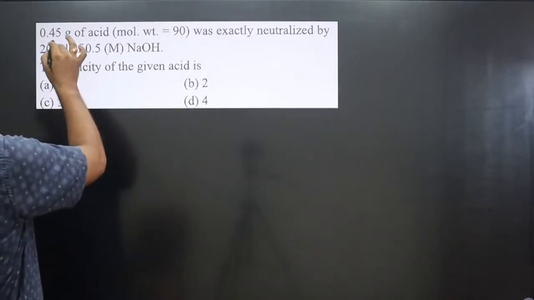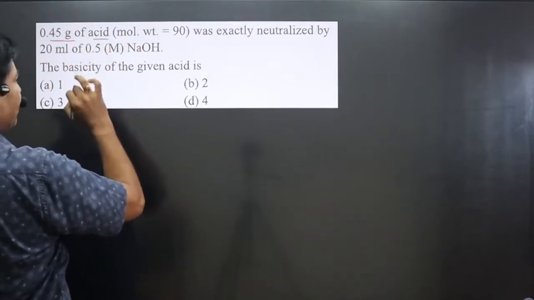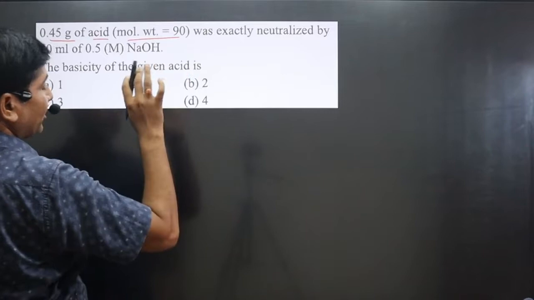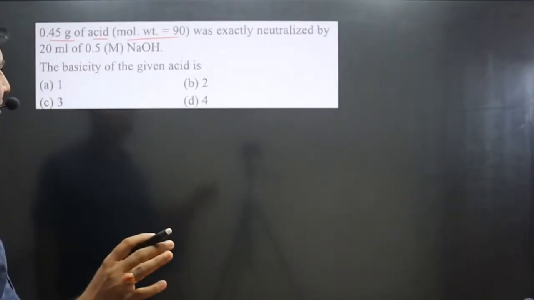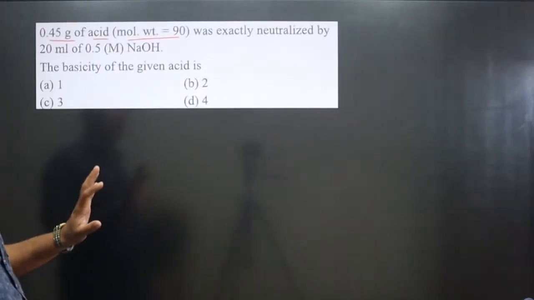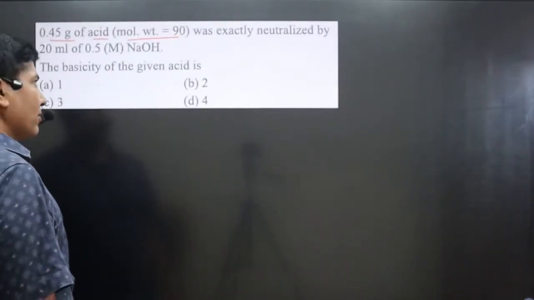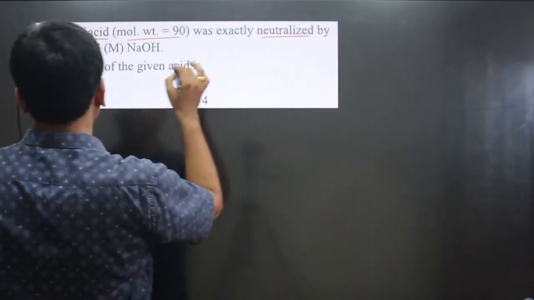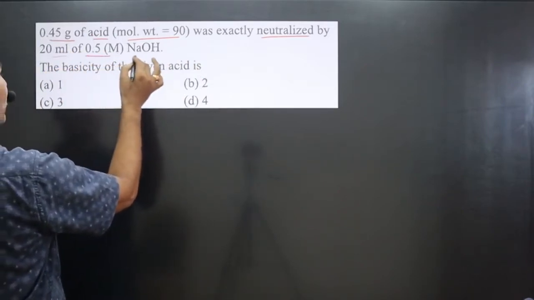The question says 0.45 gram of an acid. Okay, the molecular weight of the acid is given. Unknown acid is there. The chemical formula is not given. What kind of acid is there? There is no information. Okay, but its molecular weight is given here: 90. It was exactly neutralized by 20 ml of 0.5 molar NaOH.